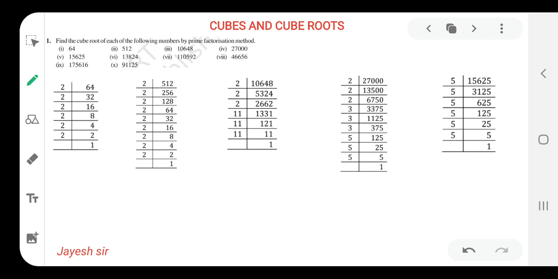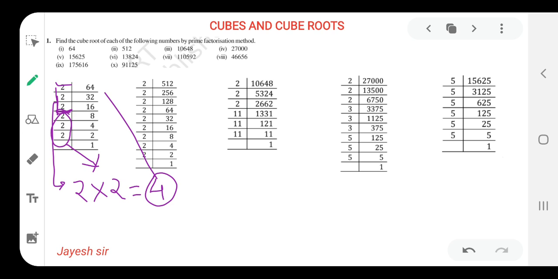Now let us start. 64: by the prime factorization method, the factorization is done over here. To find the cube root, we want to make groups of 3 factors together, the same thing we did in the previous video. Here one group of 3 is covered, and we mark it as 2. Similarly, these 3 make another group, so we put the multiplication sign: one group of 2 and another group of 2. That means the answer would be 4. So we can say that 64 is the cube of 4.